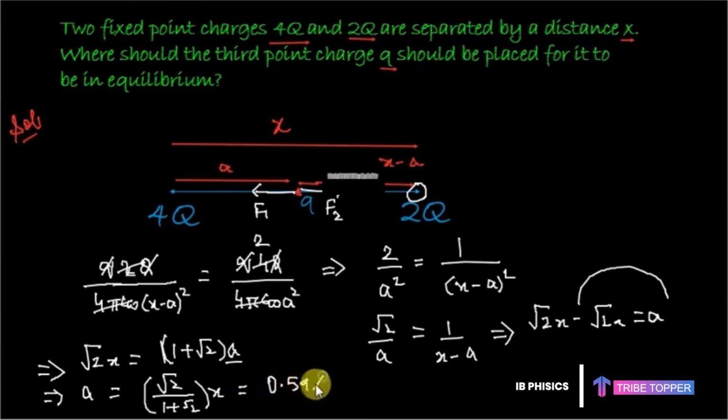So that means we need to place a charge q at a distance of 0.59 times this distance so that it is in equilibrium.